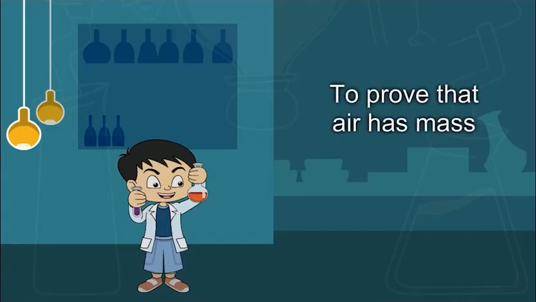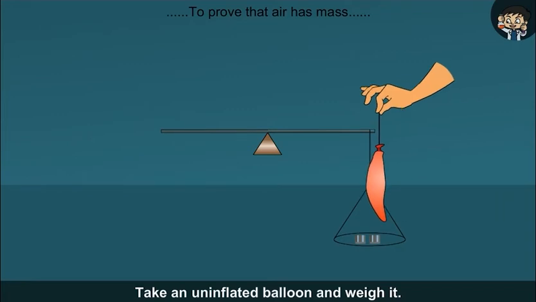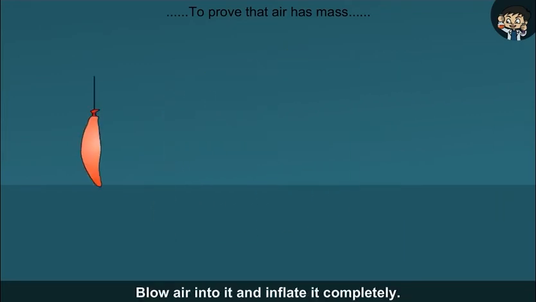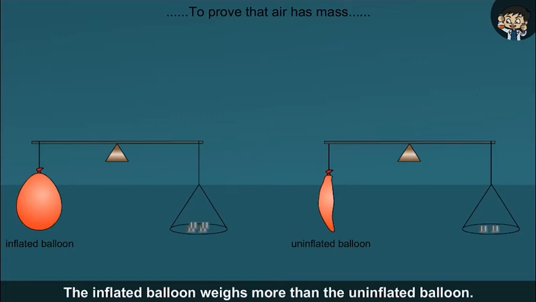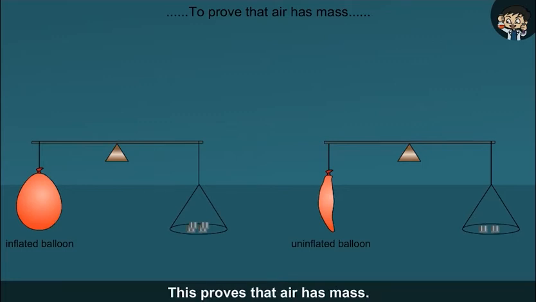To prove that air has mass, take an uninflated balloon and weigh it. Blow air into it and inflate it completely. Again, take the weight. The inflated balloon weighs more than the uninflated balloon. This proves that air has mass.